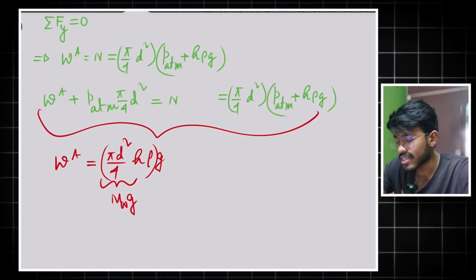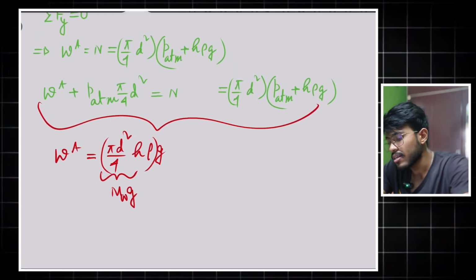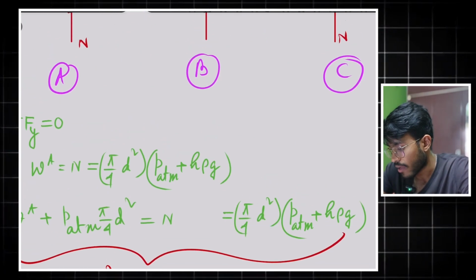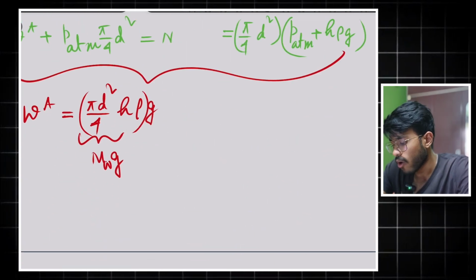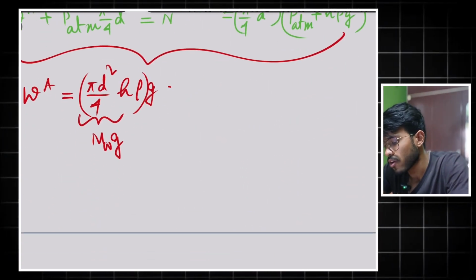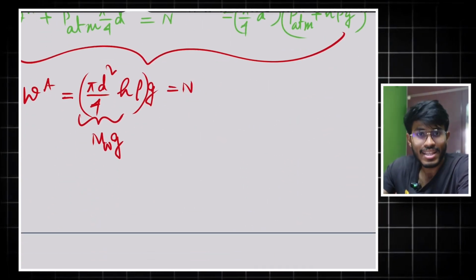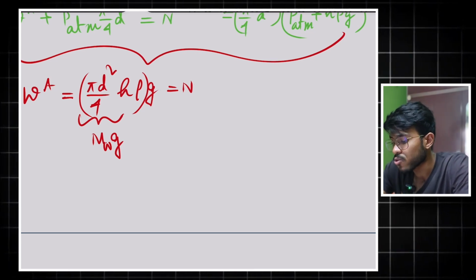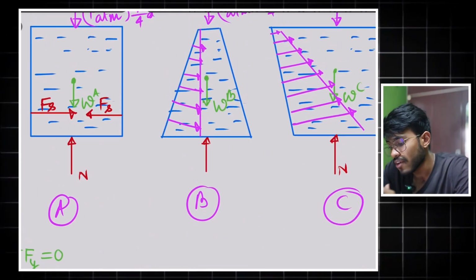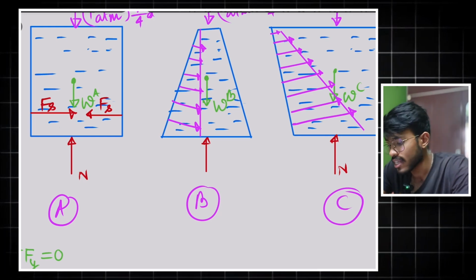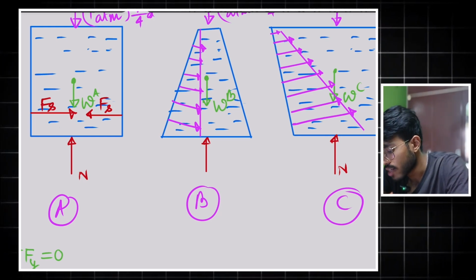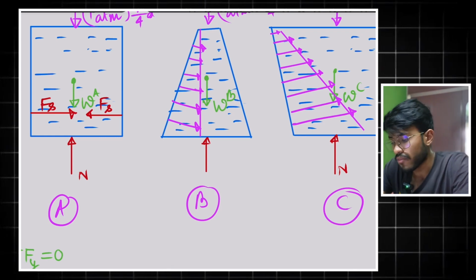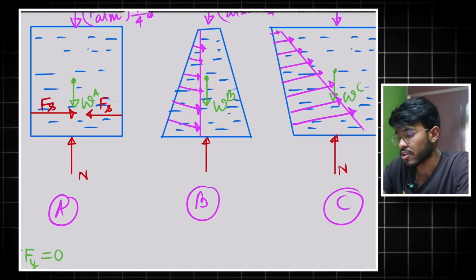So this is clear that for all the three cases, so I can actually enlarge it out. For all the three cases, this is equal to the normal force. And this is actually the paradox. But for only the first case, this normal force is equal to this WA, that is the weight of the water body. But for these cases, these are not equal.